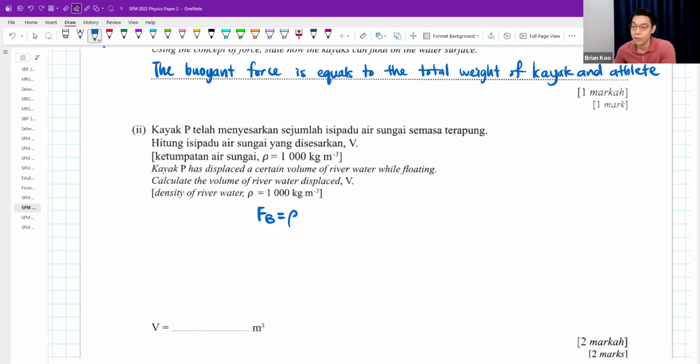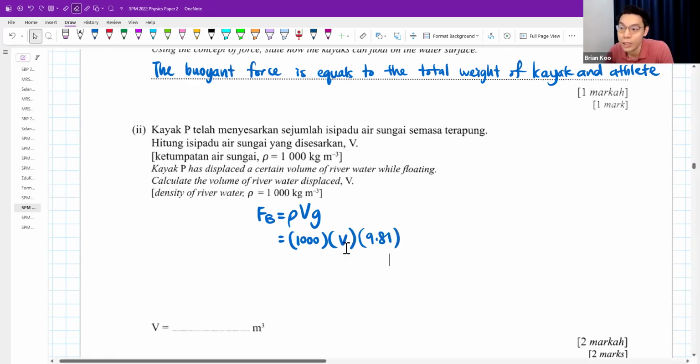Buoyant force is rho V g. Density of water, because this is all about the mass of water, the weight of water displaced. Density of water is 1000. Volume of water displaced is V. G value is 9.81. The question is, we are missing the buoyant force.